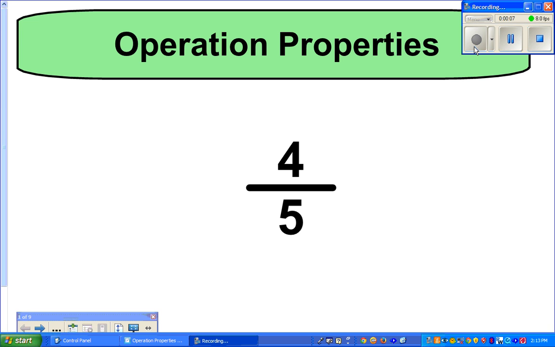Today we'll be learning operation properties. There are 5 videos in this series. This is the 4th of the 5 videos. So after watching this video, you should have completed 4/5 of the videos in the series, hence our fraction 4/5.